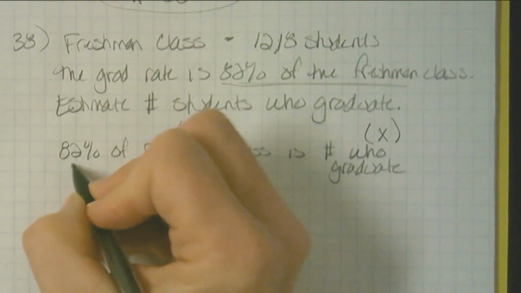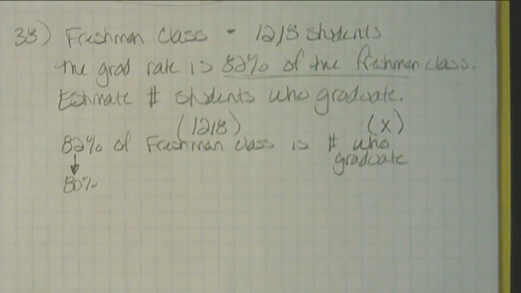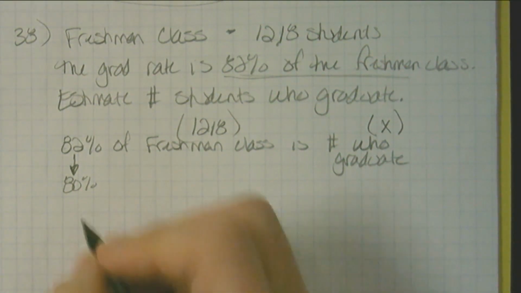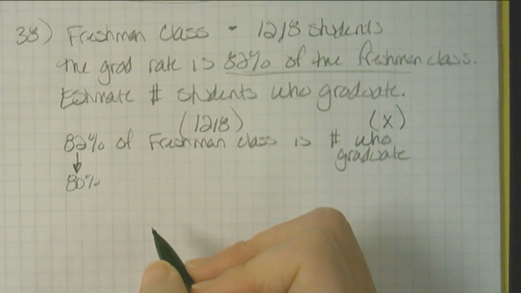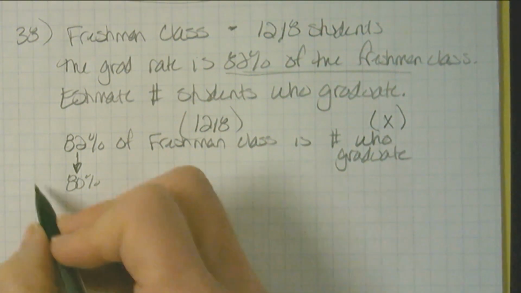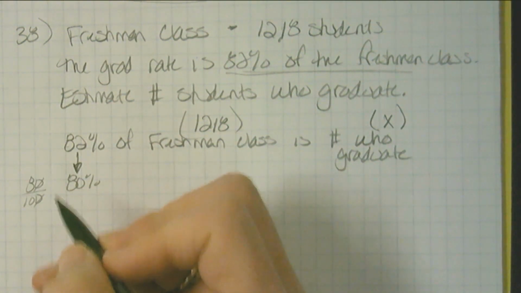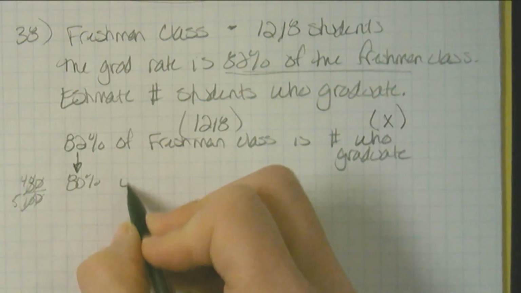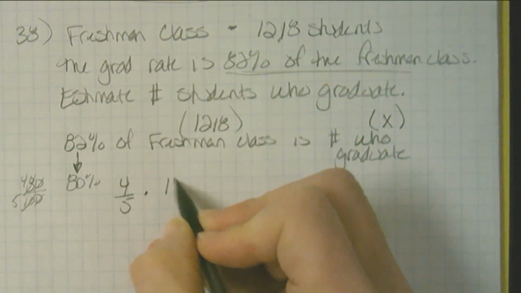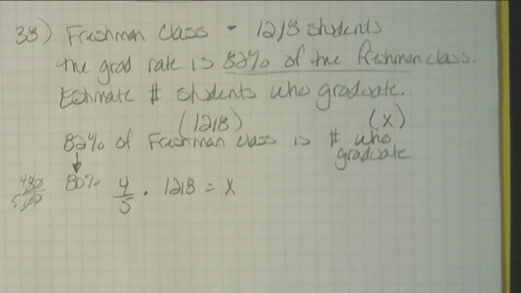All right, we want to estimate. So 82% is very close to 80%. What is 80% as a fraction? Jacob? And then simplify that. So if I have 80 over 100, so 8 over 10, and then you simplify it. How about 4 over 5? 4 over 5. So we end up with 4/5 times 1218 is equal to X.